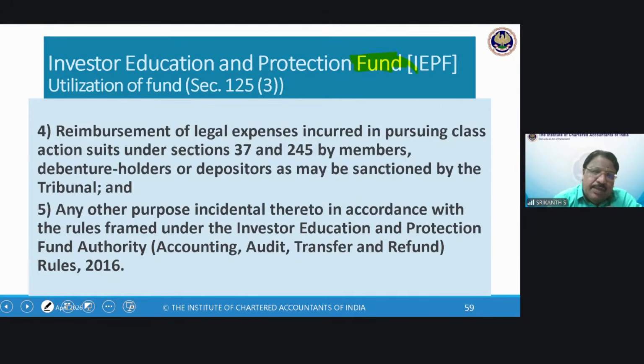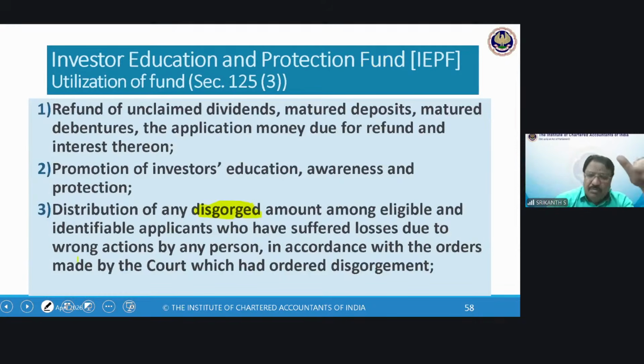Anyway, reimbursement of legal expenses incurred in pursuing class action suits. You would have studied this in 37. When you studied the prospectus, you would have studied class action suits, where a single person files a suit, or a group of people file a suit on behalf of a larger interest group. In those cases, the legal expenses can be subsidized from IEPF. Why not? Only after the class action suit is successful will the disgorgement order come. Then, any other purpose incidental thereto in accordance with the rules, etc. Mainly it is 2, 3, and 4 which are very powerful, right?